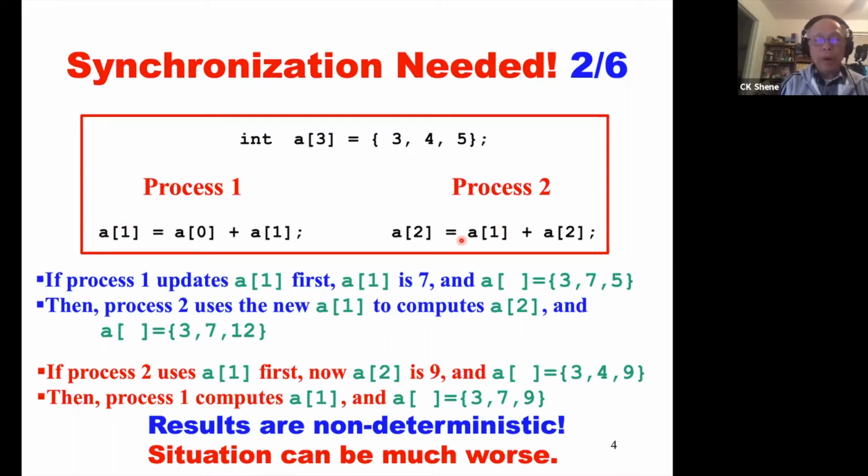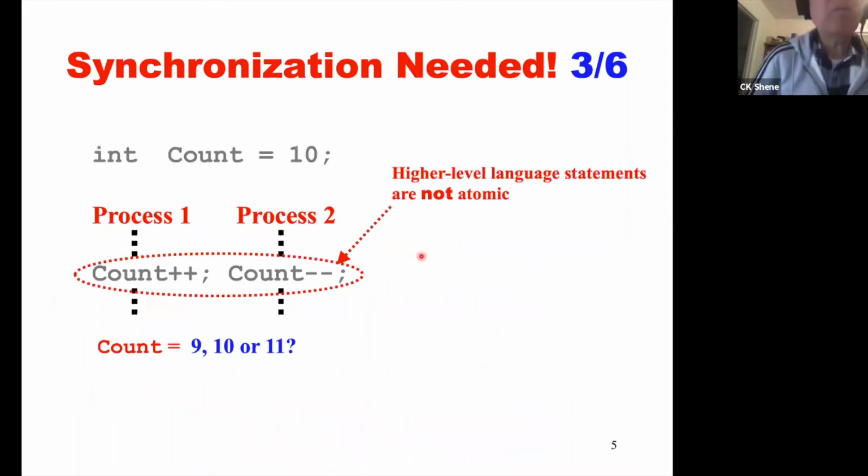What have we learned so far? Simple. CPU scheduling is not based on higher level language statements. Instead, CPU scheduling happens to machine instructions. So when we talk about this non-determinism, we should not rely on higher level language statements. We have to look at machine instructions. Let's take a look at an even simpler example.